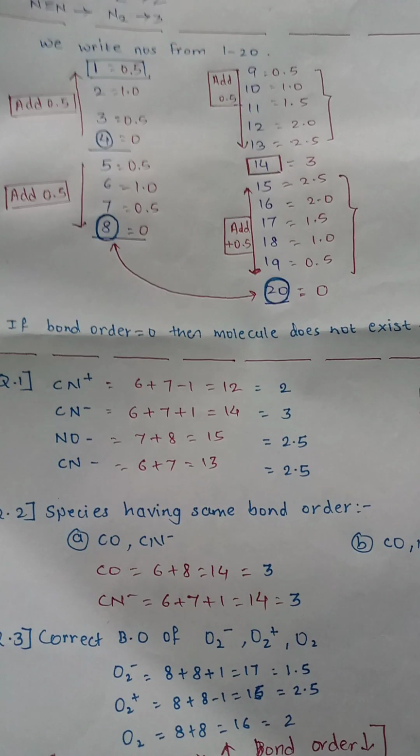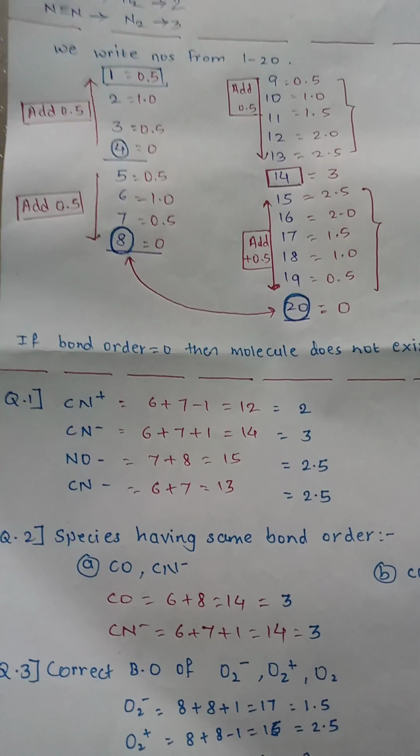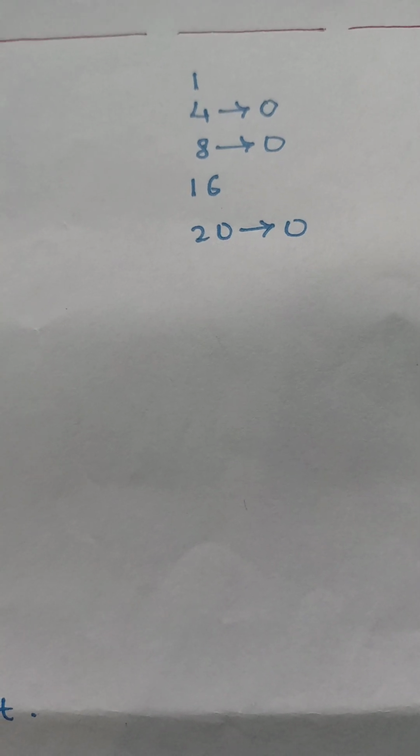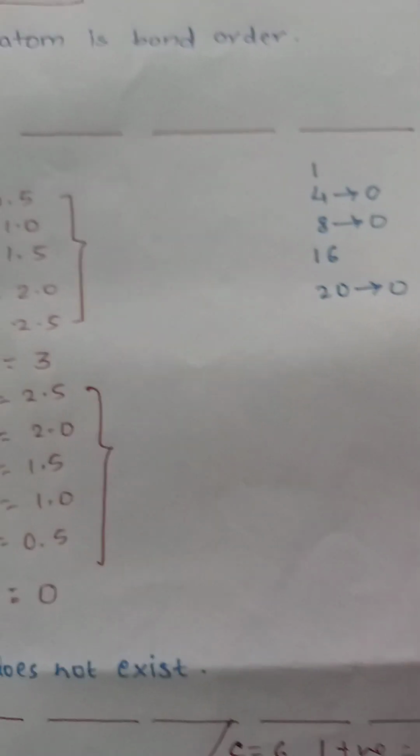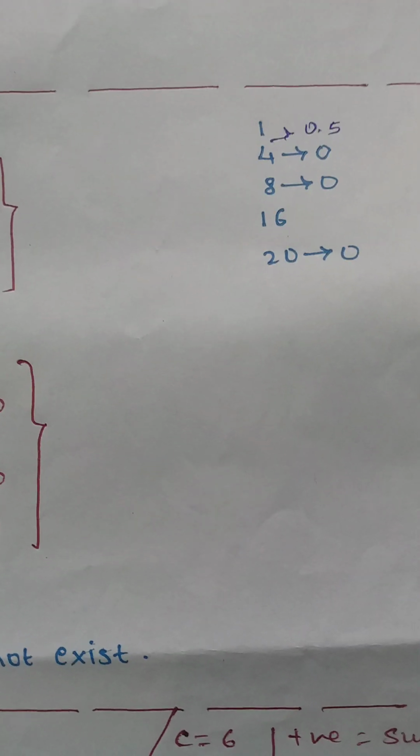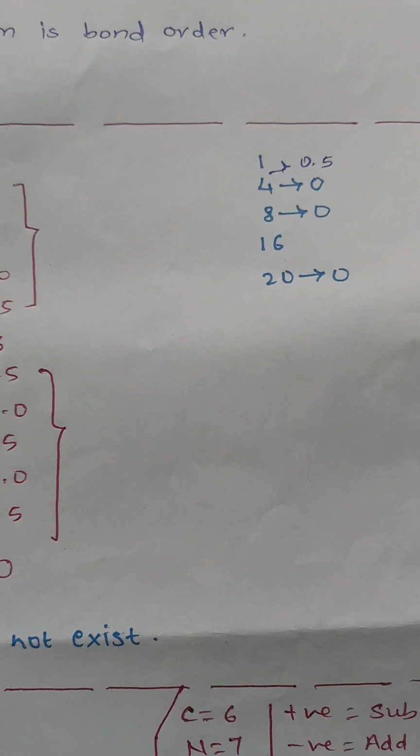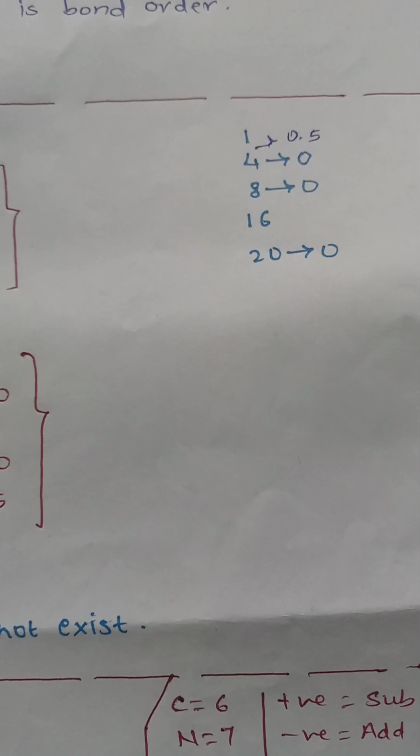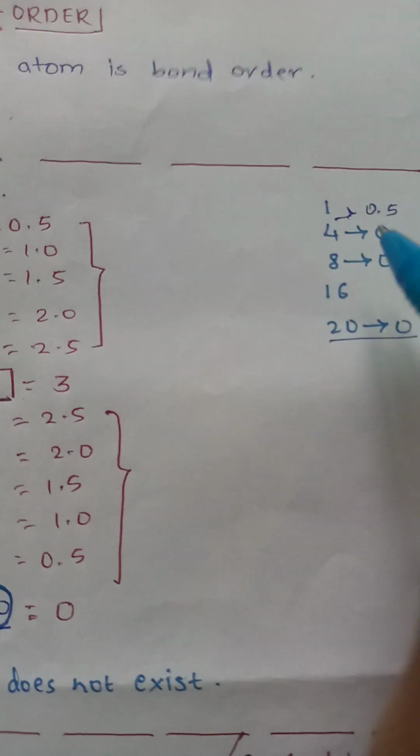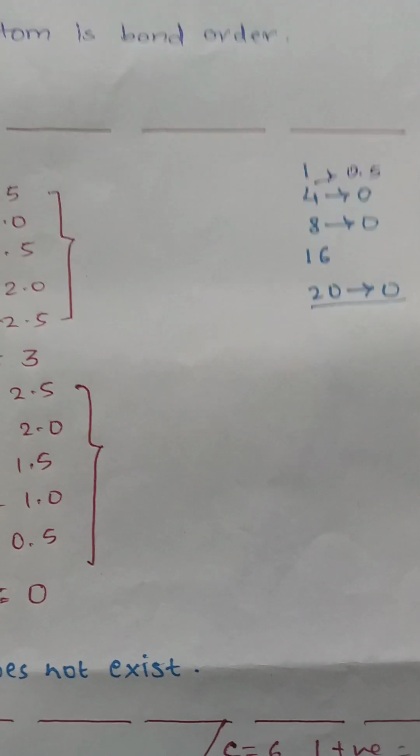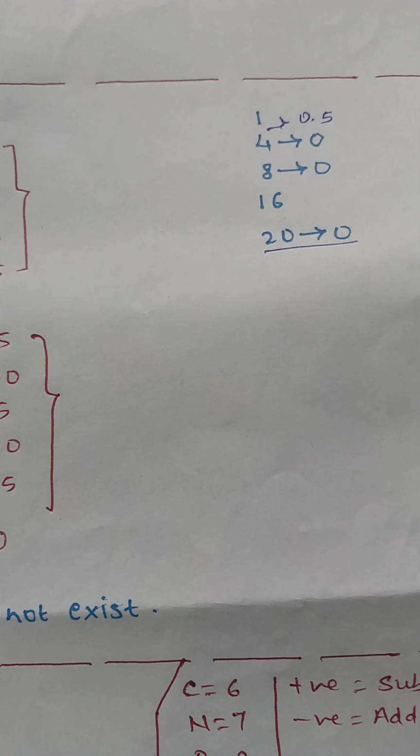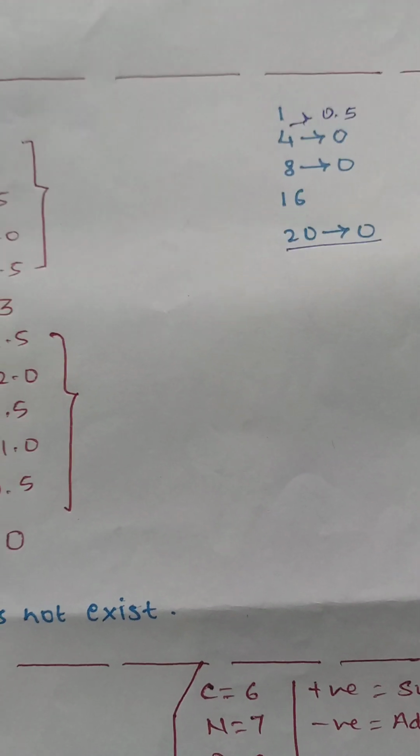Now the very important trick for knowing the bond order is we are going to start with 1, 4, 8, 16 and 20. We just have to remember, starting 1 is 0.5. Next, 4 is always 0. If there are 8 electrons, then the bond order will be 0. If there is 16, we are not going to write anything. And for 20, we have the bond order 0. Means if the electrons are 1, then the bond order is 0.5. If there are 4 electrons, the bond order is going to be 0. If there are 8 electrons, the bond order is 0, and 20 is 0.